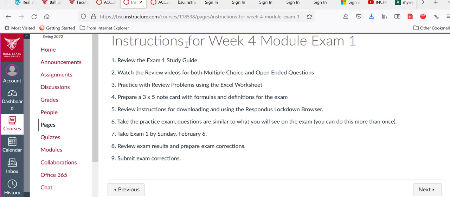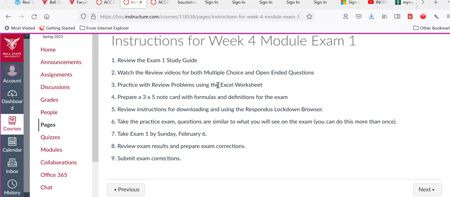There's an exam 1 study guide. I'll talk about that in just a minute. There are review videos for both multiple choice type problems and open-ended problems. There will be both types on the exam. So you want to watch the review videos for those. There are materials with those that include the questions in a worksheet that you can follow along with.